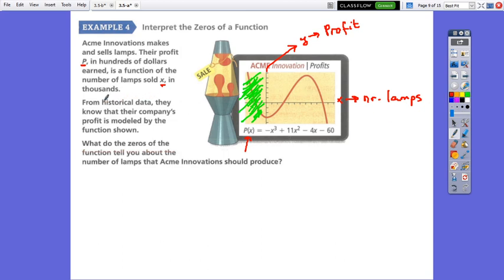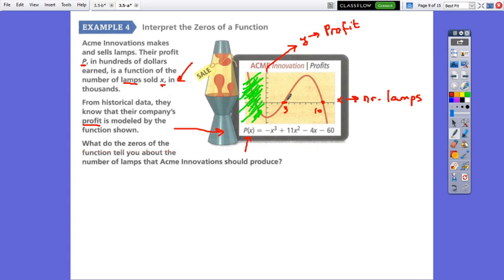From historical data, they know that their company's profit is modeled by the function shown. What do the zeros of the function tell you? The zeros here, 1, 2, 3, and here 0, 3, 4, 5, 6, 7, 8, 9, this is 10. Where we said that X represents the number of lamps sold. So from the graph, what do these zeros mean for our real life situation?